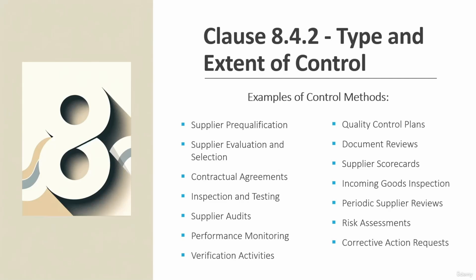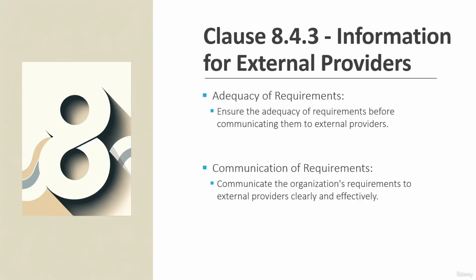Basically that is the same as inspection and testing, but verification would be more on the design part of the supplier. You can ask the supplier to provide a quality control plan, inspection and test plan. You might do some document review also, not just physical inspection. You might ask your supplier to provide some documents which tell how they are doing their processes, and you might want to review them and comment on them. And then you can have a supplier scorecard, incoming goods inspection, periodic supplier reviews, risk assessment, and corrective action requests if you find a non-conformity in the supplier processes. So there are various types and extents of controls which you can put on a supplier to manage their quality. That's 8.4.2.